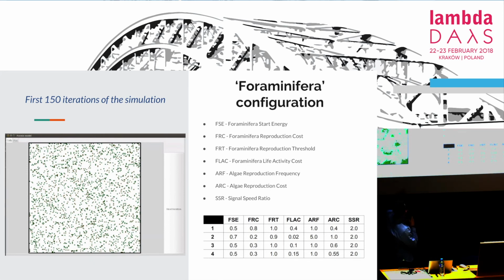On the left, we've got our first 150 iterations of the simulation for a single core, one worker. The green ones are algae, the brown ones are foraminifera. And as we can see, after the first stage, they crystallize and then pulse. It's pretty characteristic for predator-prey algorithms.